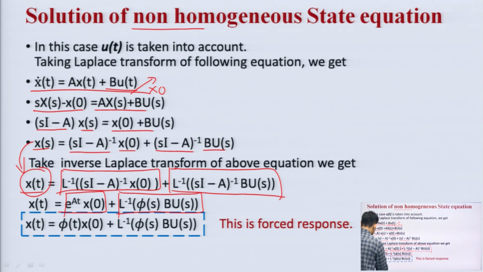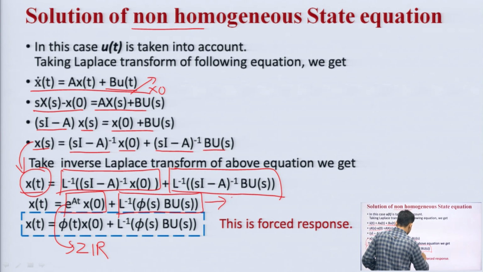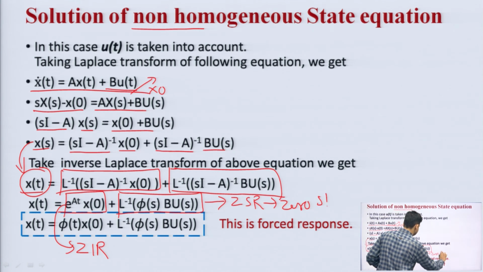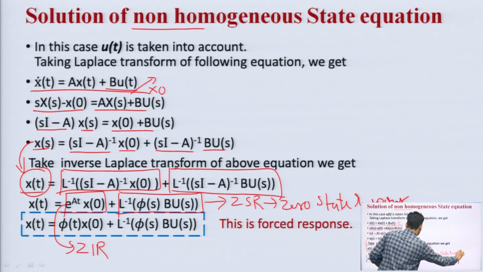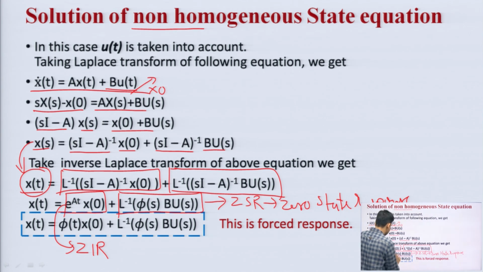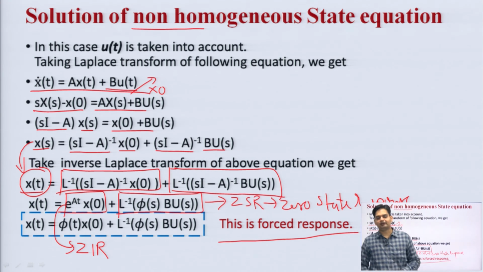So, this first expression gives us the zero input response, and this expression gives us the zero state response. This is the zero state response. And we are also saying this response, phi(s) B u(s), is a forced response, because the input is present here and this input is forcing the system to get a certain output. That is why we are saying this expression gives us the forced response, right.